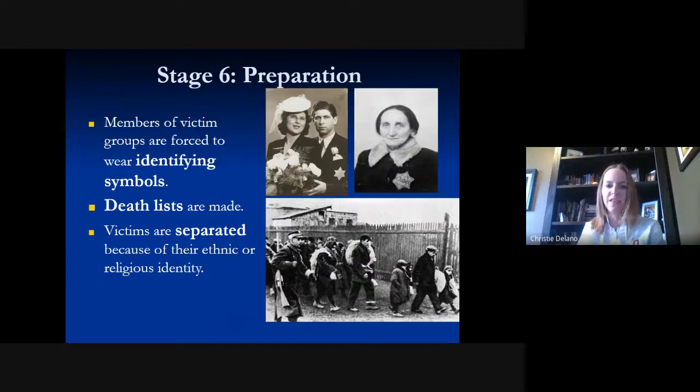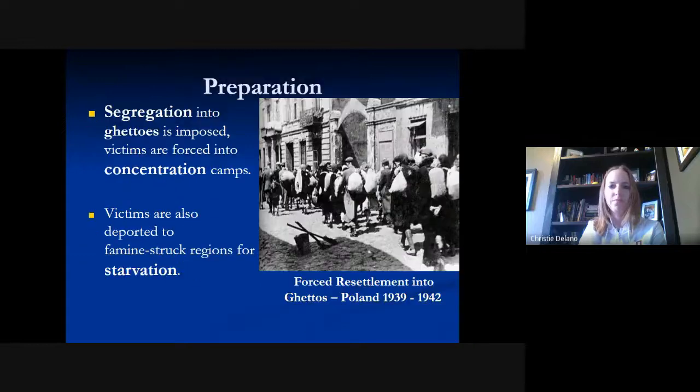Okay, so you've got the death list, the victims get separated in many cases into ghettos and then later into concentration camps, or just straight from community to concentration camp because of, in the case of Nazi Germany, religious identity. In the case of Rwanda, ethnic identity. So you've got segregation into ghettos in Nazi-occupied Europe. Nazis do occupy Holland, but the imposition of ghettos, so forcing individuals into ghettos and then concentration camps.